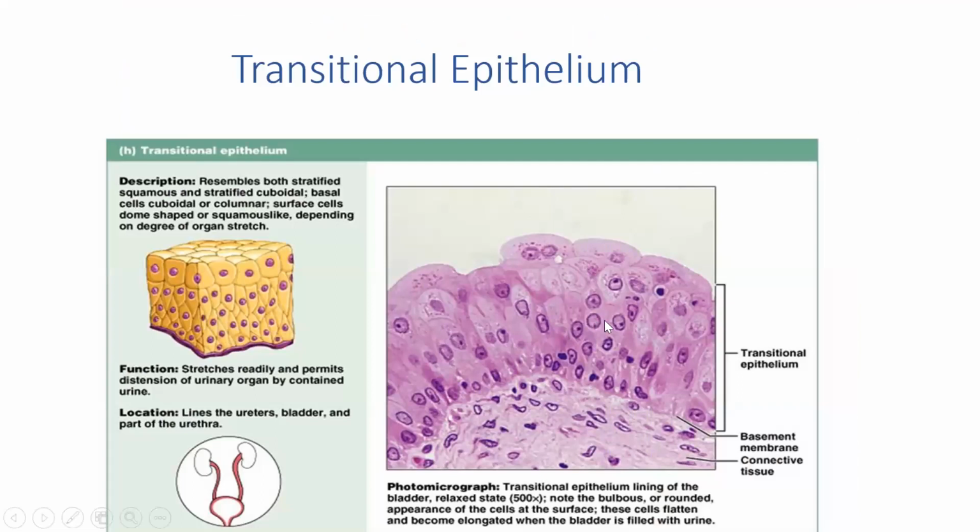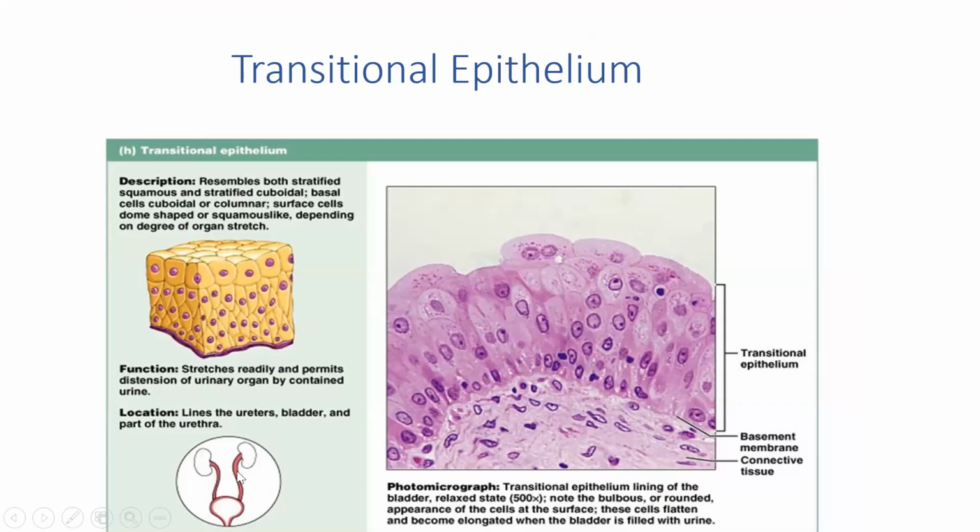And so they look like this. Here they look like columnar cells, but when they expand, as the bladder expands, they flatten out and they look like squamous because they're very stretchy.